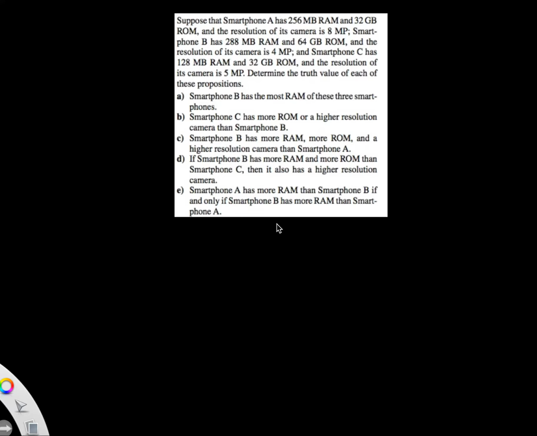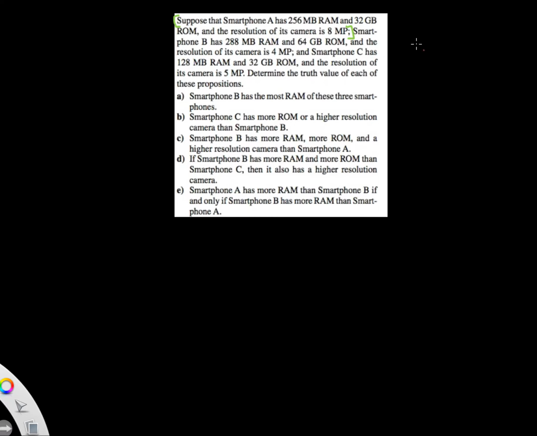Everyone, in this video we're going to solve the following problem where some facts are given about three smartphones. So I've got smartphone A, and everything over here in aqua, or the screen green, is about smartphone A. The facts about smartphone A are such that it has 256 megs of RAM, 32 GB ROM, and has a resolution of 8 megapixels.